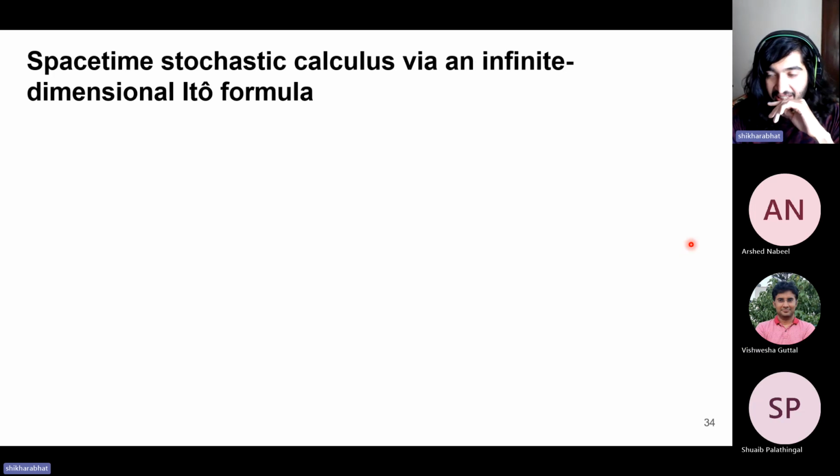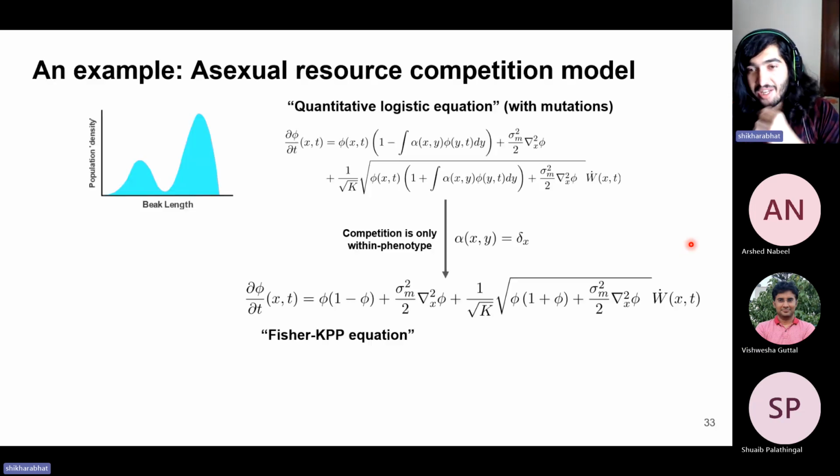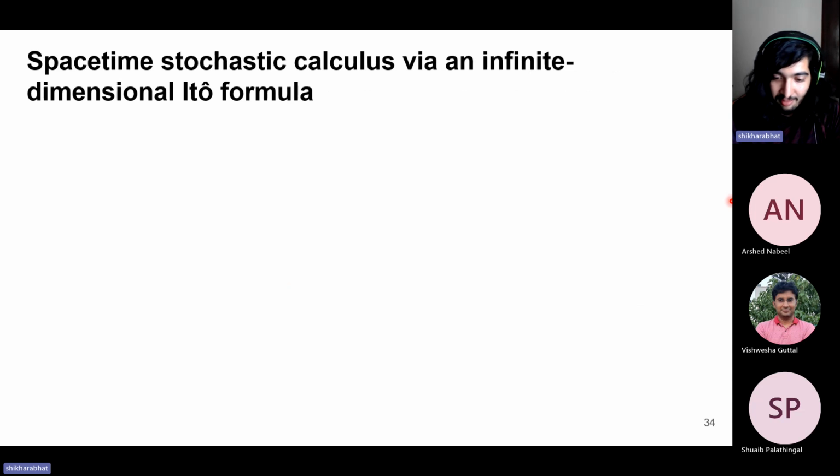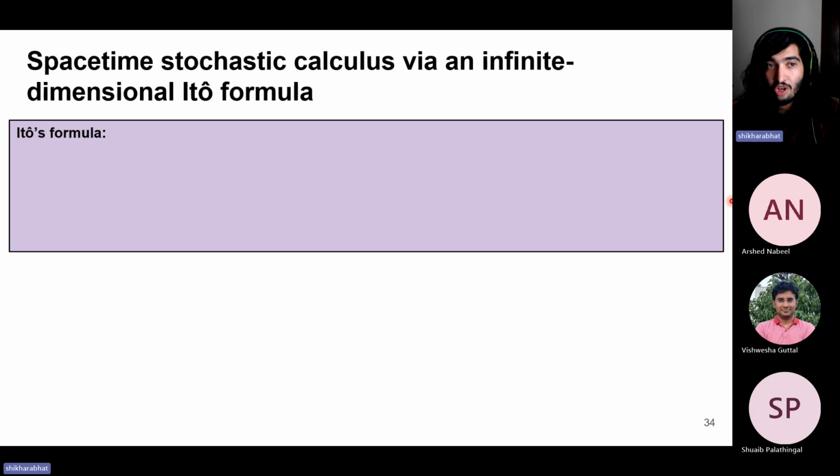Yeah. Before I wrap up, to do any sort of calculations with these sort of things, you need an Ito formula. In particular, if I wanted to study evolution, for example, if instead of densities I move to frequencies, I need an Ito formula. But how do you formulate an Ito formula for this W dot? Well, let's first recall what Ito's formula looks like for finite dimensions. Ito's formula says the following.